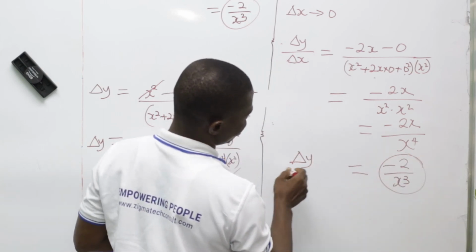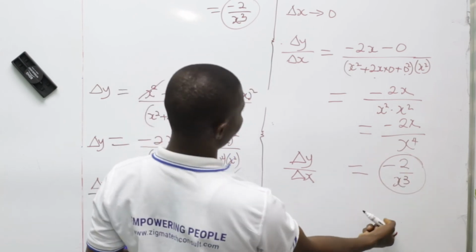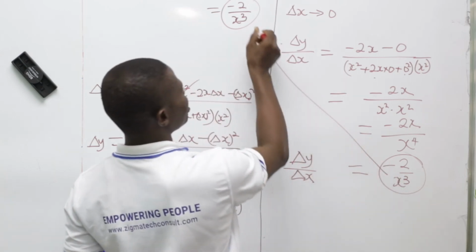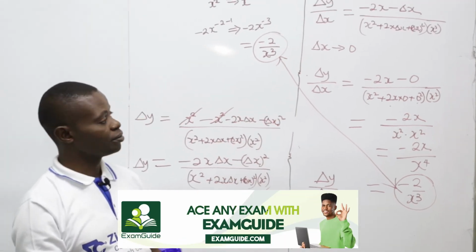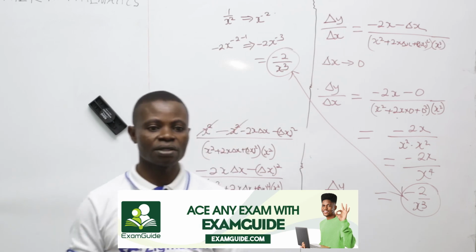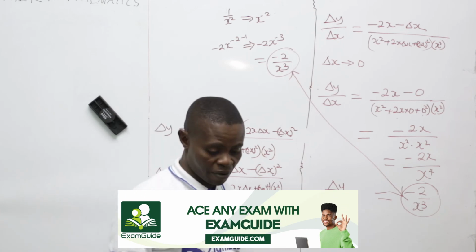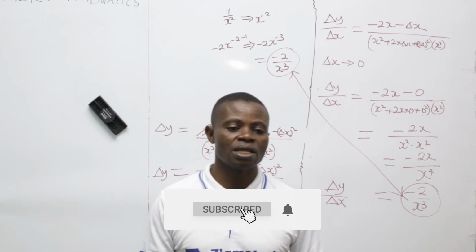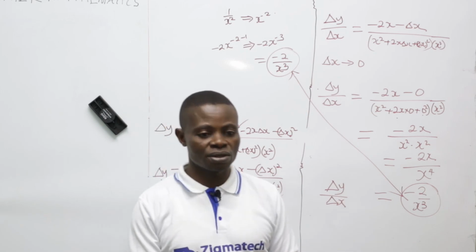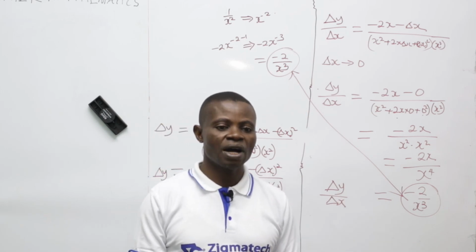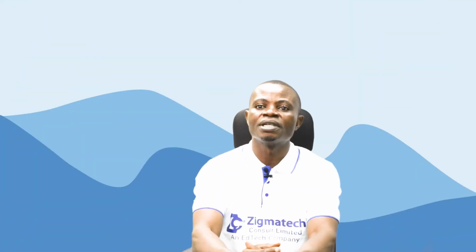Therefore, dy all over ds equals what? Minus 2 all over s raised to the power 3, which is the same thing from the general formula. Can you see that? The same thing. So that is the solution to that question. We shall continue from harder ones in our next class, questions such as the ones in root, and then we'll talk of application of differentiation.